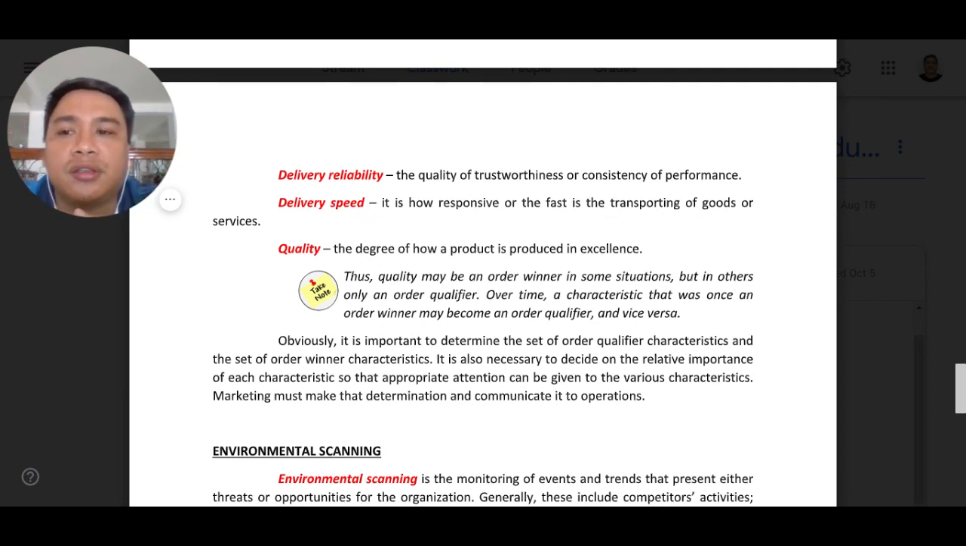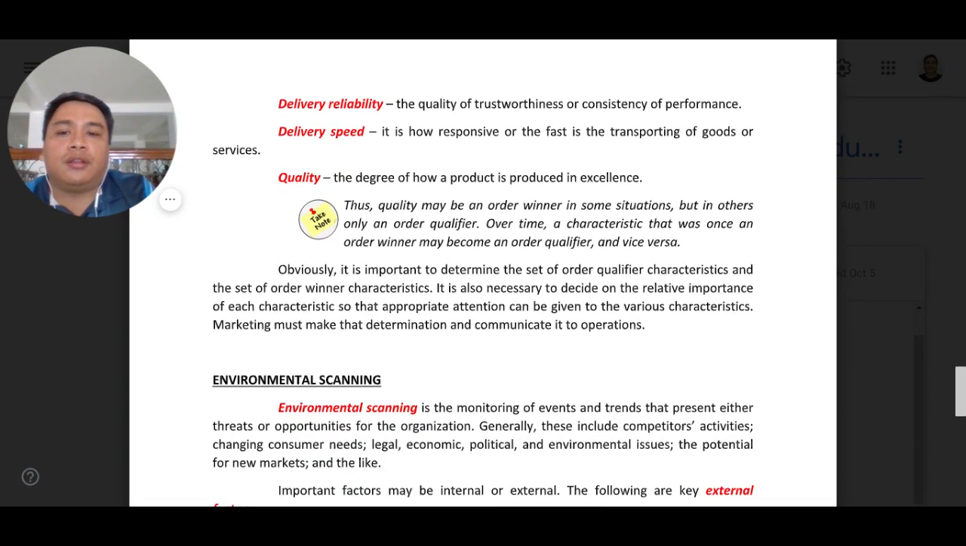When we set standards, after setting the standards, the one who has an edge over the other competitors is considered an order winner. That's basically the quantifier. That's how we'll be able to quantify or qualify the essence of what we call order winners and order qualifiers.